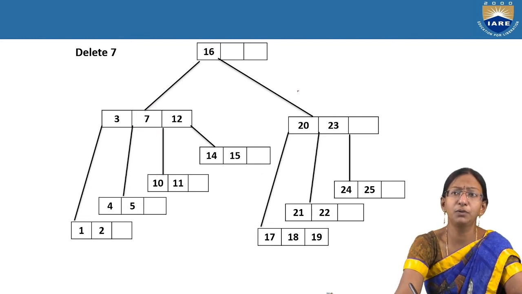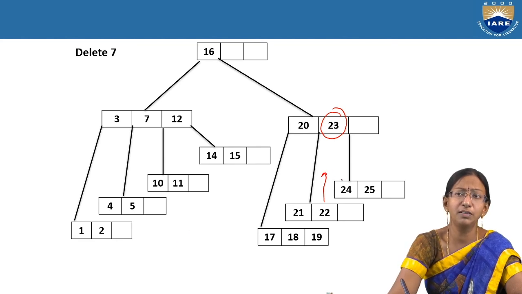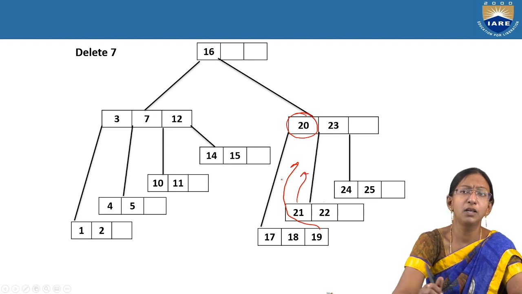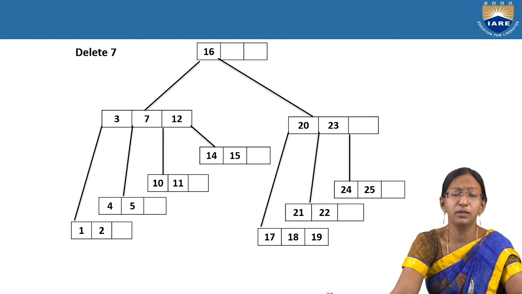For example, what if you try to delete 23? The largest element in its left child, which is 22, or the smallest element in its right, which is 24. Replace it with either one of them. It is fine. Okay. Then what if you delete 20? If we delete 20, we can replace it with either 19 or 21. 21 is the smallest of its right child, whereas 19 is the largest of its left child. Right? By this, I hope you understood deletion operations in B trees.